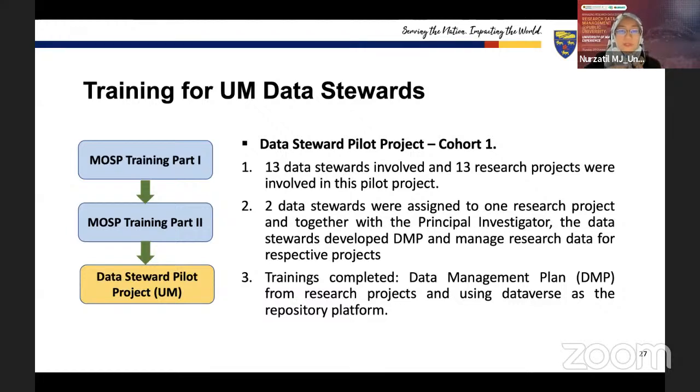And of course, developing the DMP. At the moment in UM, I can safely say that we don't have a fixed template for a DMP. We are still exploring what a template should look like, because different kinds of research projects have different formats that suit them. So these data stewards explore different templates out there and adapt them according to the research projects they are assigned to, and they complete and develop the DMP.